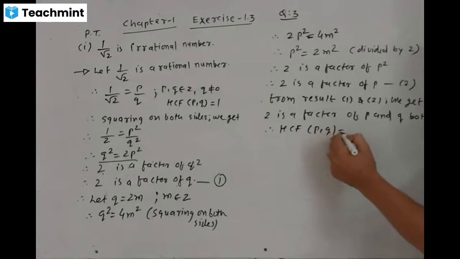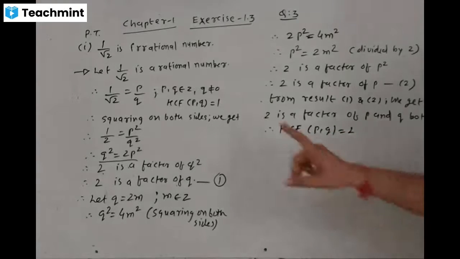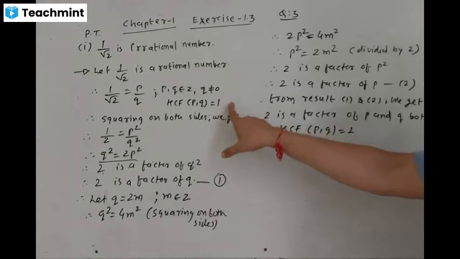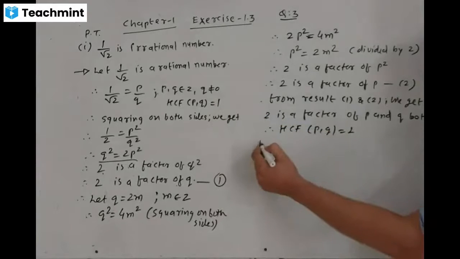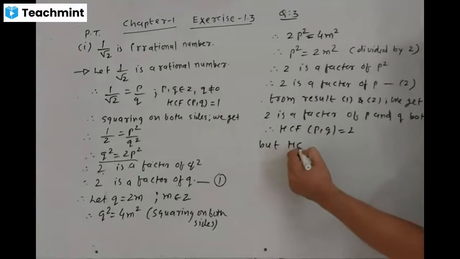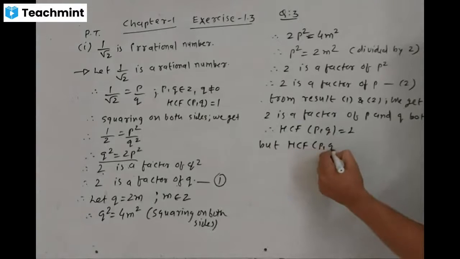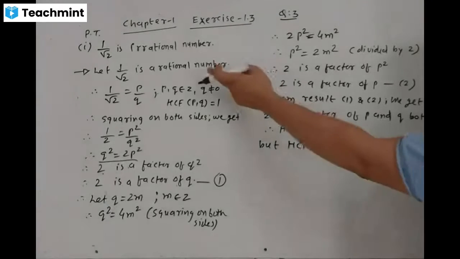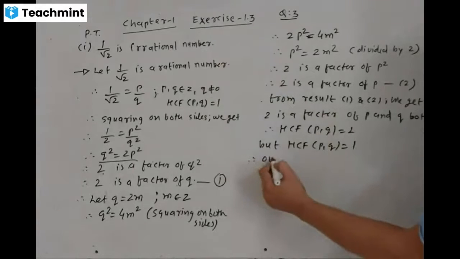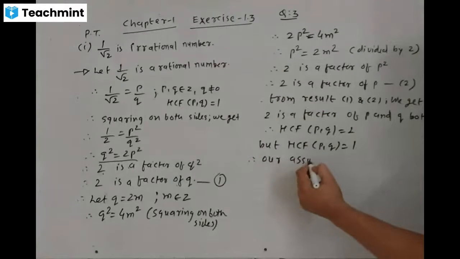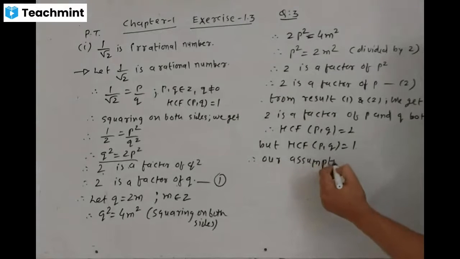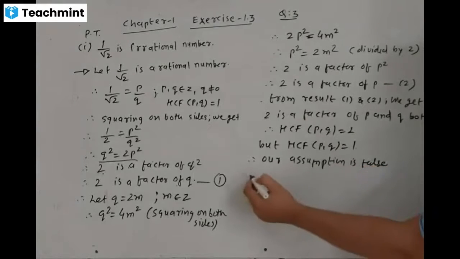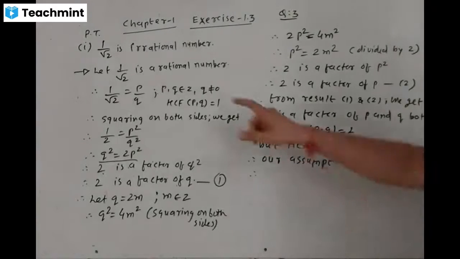HCF of p, q क्या हो सकता है? 2 हो सकता है. पर हमने क्या सपोज किया? Both are integers and its HCF is 1. But HCF of p, q is 1. Therefore, हमने जो सपोज किया वो क्या हो गया? Wrong. Therefore, our assumption is false. If our assumption is false, तो हमने क्या assume किया था?